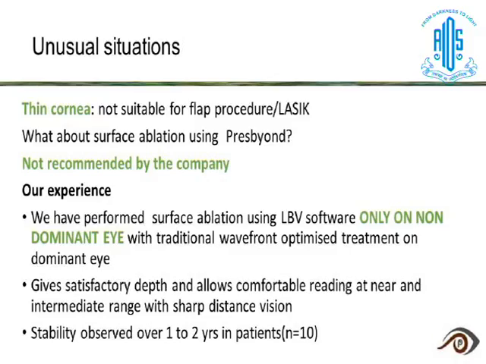Then thin corneas. Where we practice, there are a lot of corneas which are 450, 460, but they are normal. So for some patients who were very keen, we have tried surface ablation only in the non-dominant eye. The company does not recommend this treatment for surface treatments because again it's a complex treatment. We don't know how it will behave in the long run. But we have done it in a non-dominant eye and they have behaved well. So we have around 11 patients now. Actually 10 of them have completed 1 year follow-up.